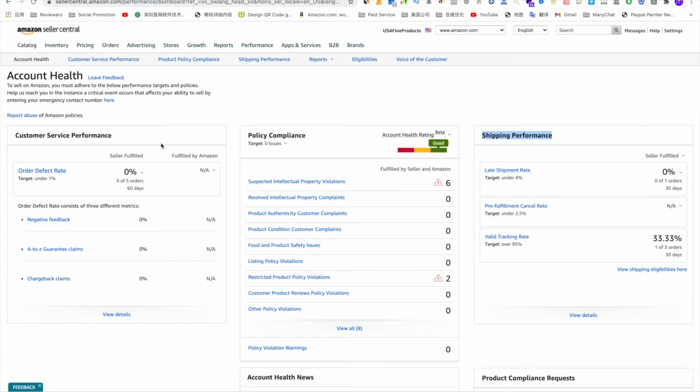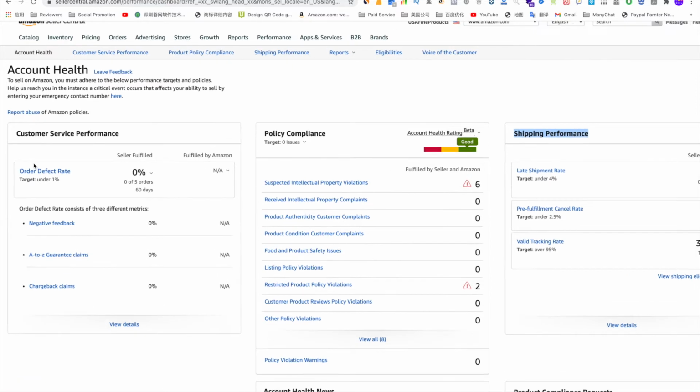What you need to do is look at these percentages or performances. The first one is customer service performance, the second one is policy compliance, the third one is shipping performance. Out of these three, two of them are actually relevant to FBA delivery, which means your order should be fulfilled by Amazon FBA warehouse or Amazon FBA delivery services. Let me explain this to you one by one.